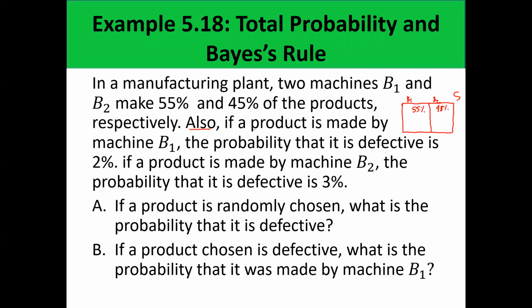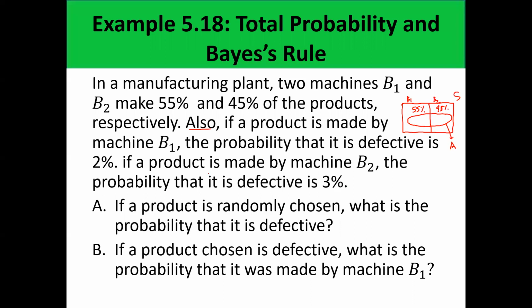Now also, if a product is made by machine B1, the probability that it is defective is 2%, while if a product is made by machine B2, the probability that it is defective is 3%. So there's another event which represents all those defective products produced by the manufacturing plant. So in our Venn diagram, we can have an event A inside the rectangle, which constitutes the defective products.